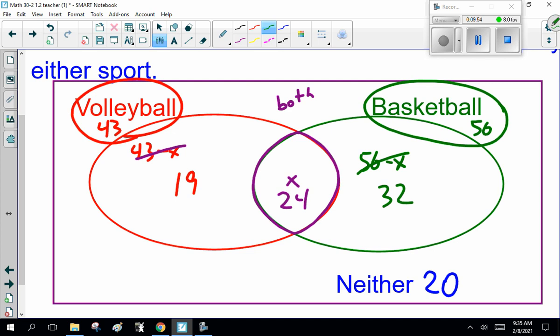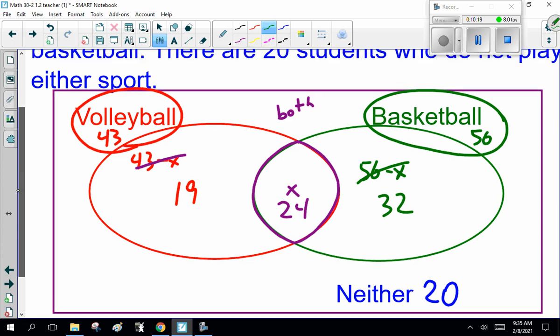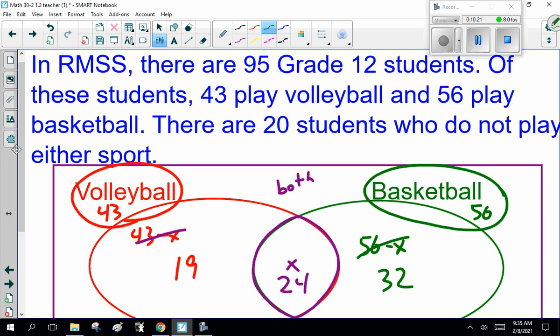That's the fancy way. Now, double check your answer, because God help us, we all make boo-boos. 19 plus 24 plus 32 plus 20 is 95. Yes. So, double check our answers. Count it up. We have 95 students, and we've got a total of 95 in our Venn diagram. So I don't think we screwed it up.